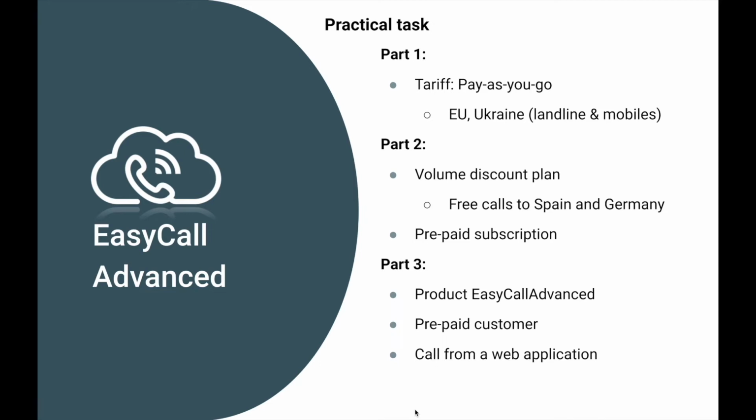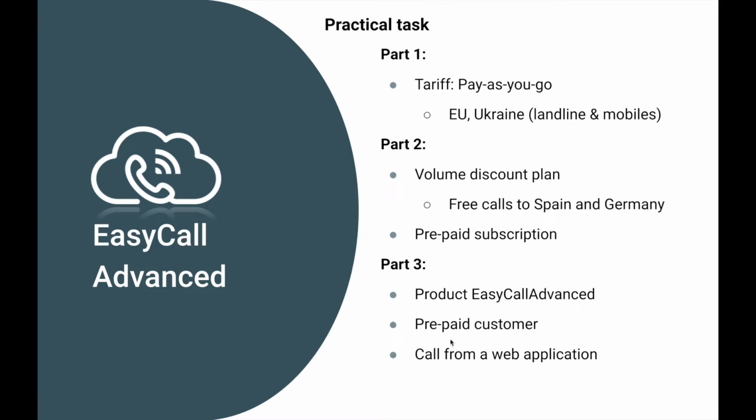In this chapter, we are going to do a practical task together. It consists of 3 parts. For the first part, we are going to need a tariff with rates to EU, Ukraine, landlines, and mobiles. For the second part, we are going to use the volume discount plan with free calls to Spain and Germany. We are also going to need a prepaid subscription.